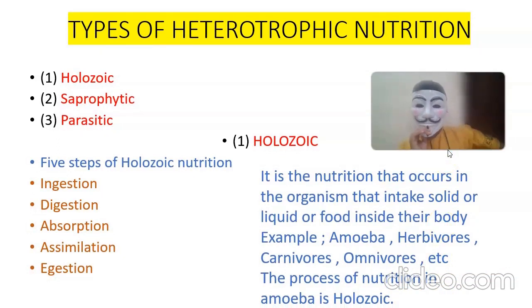It is a nutrition that occurs in organisms that take solid or liquid food inside their body. Examples: amoeba, herbivorous animals, carnivorous animals, omnivorous animals, etc. The process of nutrition in amoeba is holozoic. Now you must be asking, what are herbivorous, carnivorous, omnivorous? You have read this in 3rd or 4th standard, even I remember.